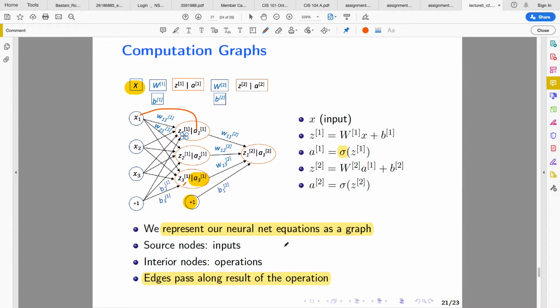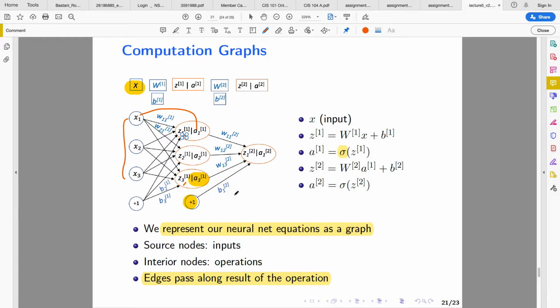Okay, so we represent our neural net equation as a graph. Here we have 3 inputs plus the bias. So these are the inputs, and the interior nodes do whatever operation we want to do. The operations actually take place in the nodes. What essentially each node does is it either holds data or holds a computation. The edges pass along the result of the operation, and in our case the edges are the numbers, which are the weights.